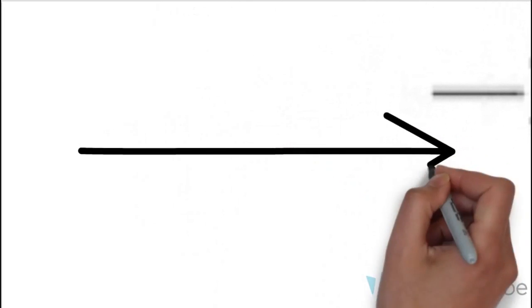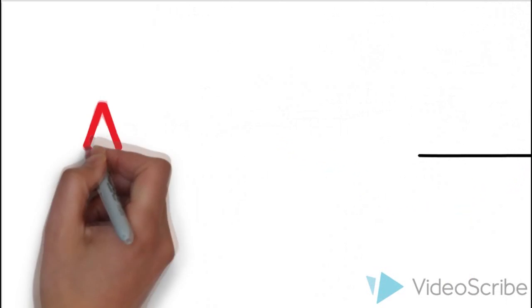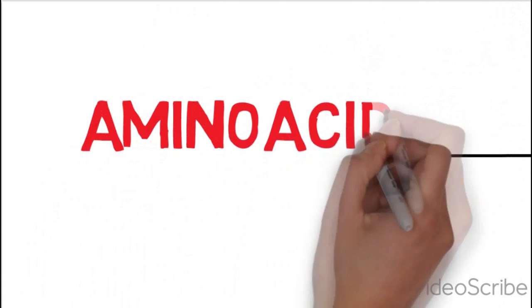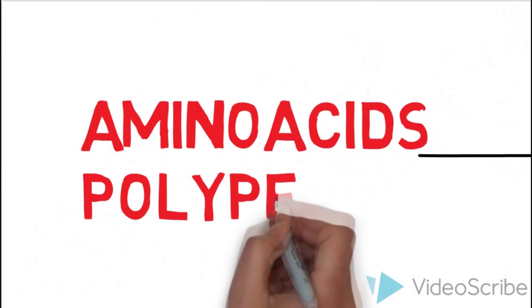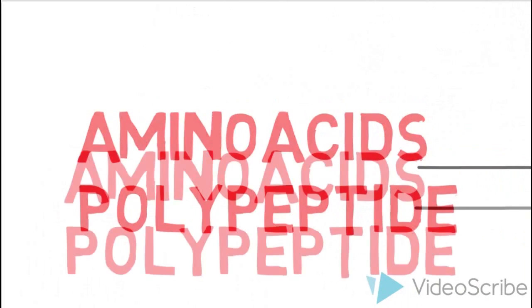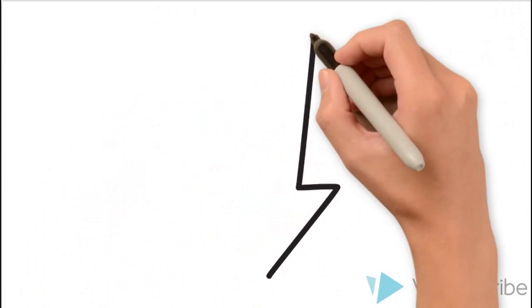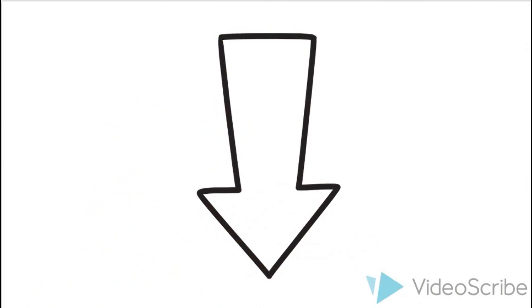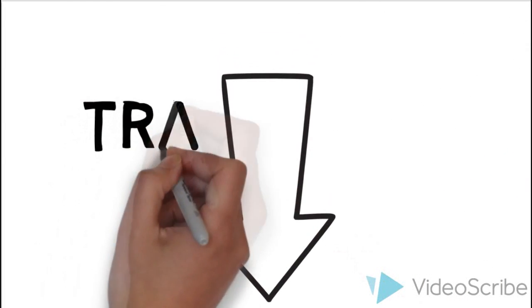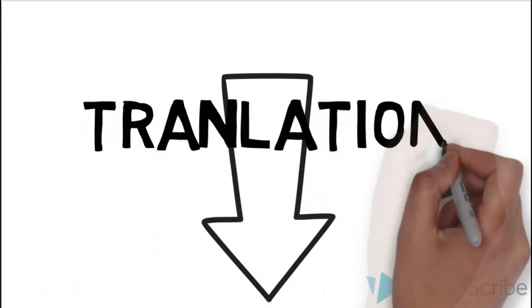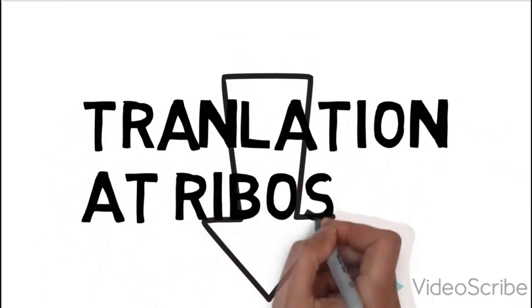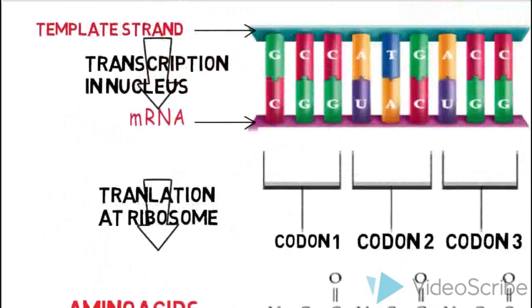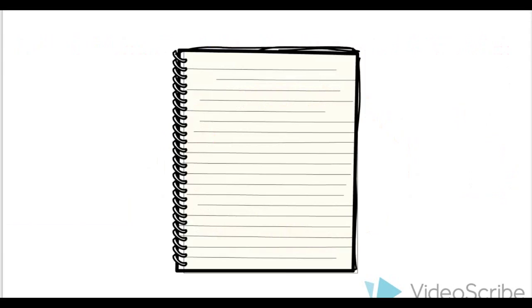As you know from previous lessons, amino acids make proteins, yeah? Proteins are polymers, and amino acids are monomers. And you know that we have 20 types of amino acids. This process we call translation at the ribosome. It's happening in the cytoplasm.